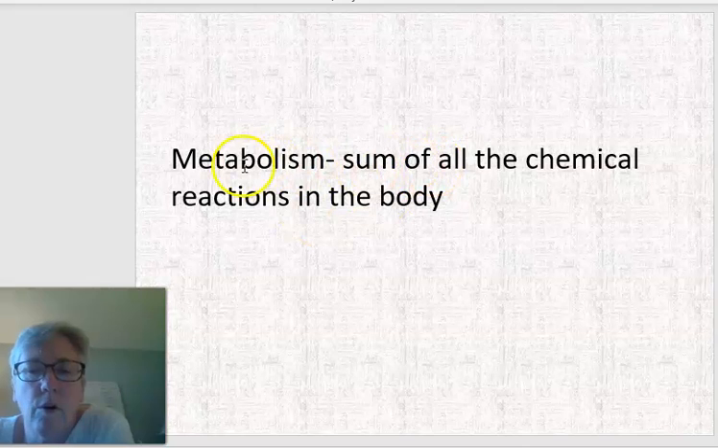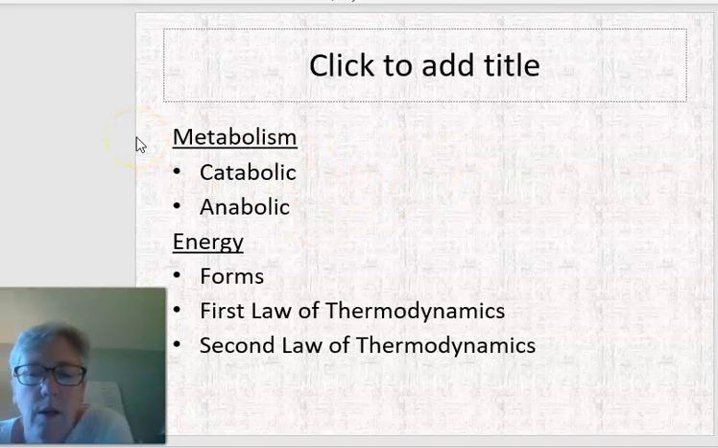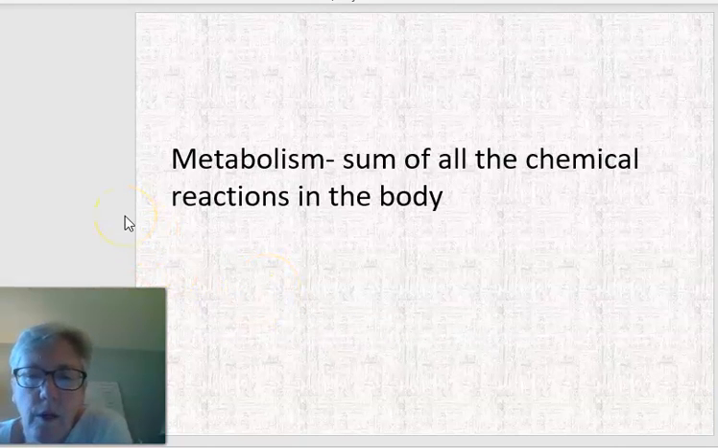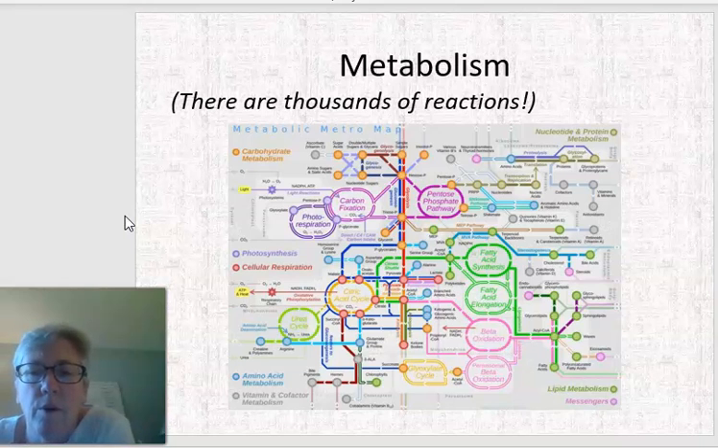So the sum of all the chemical reactions in the body. And there are 2 types: catabolic reactions and anabolic reactions. We'll talk about these in a second. I'm just outlining the slides here, and then we're going to talk about energy, the different forms of energy, and the first and second law of thermodynamics. So metabolism is an umbrella term for all the chemical reactions in some living system. There are many thousands of reactions.